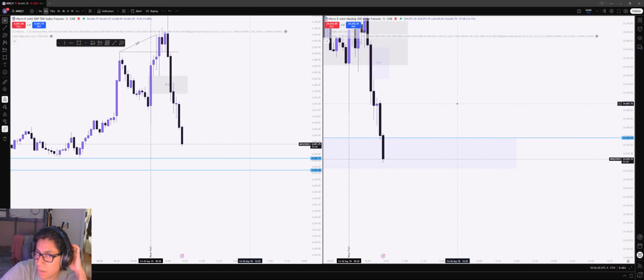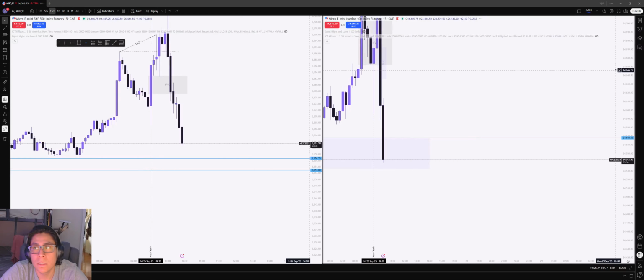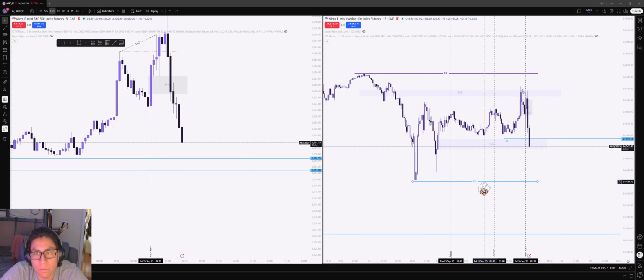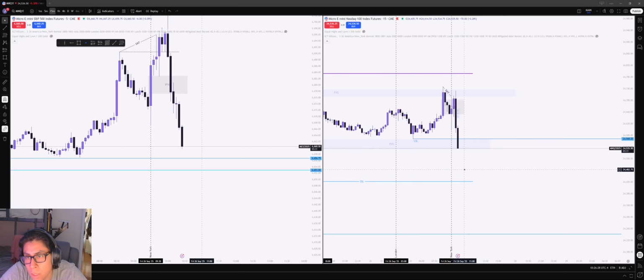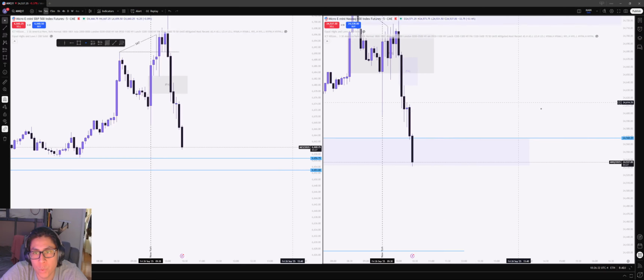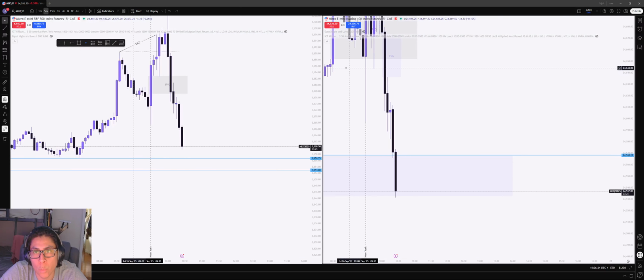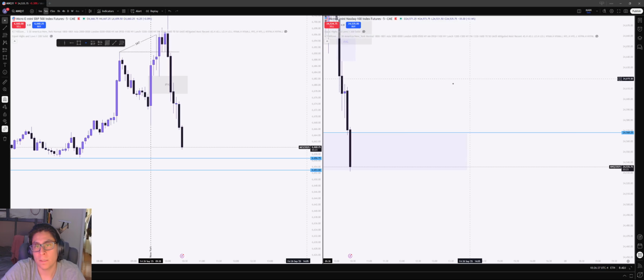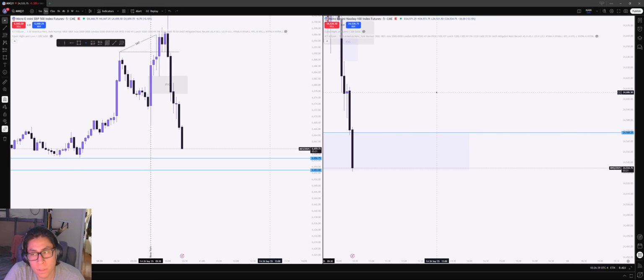I have not found anything just yet based on my entry model. So I don't think I'm gonna be taking trades today, most likely, unless I get a trade on reversal towards this 5 minute gap up here. Which is possible, but I don't know.